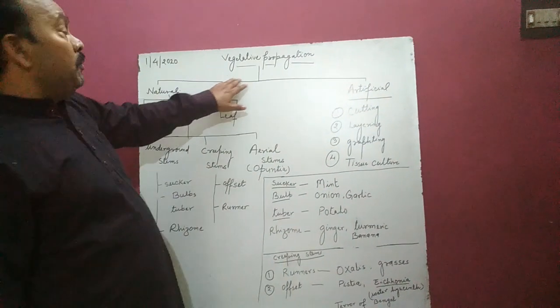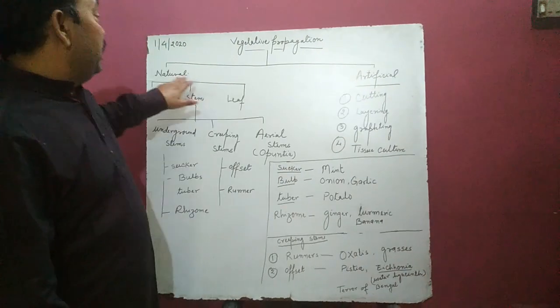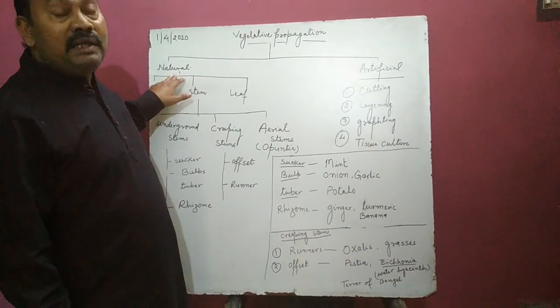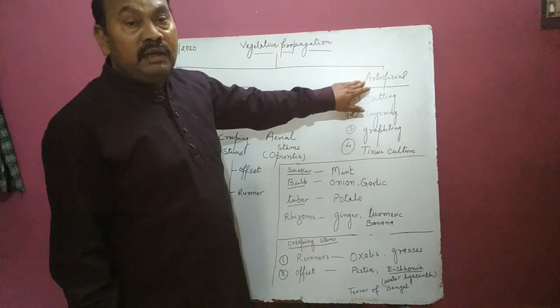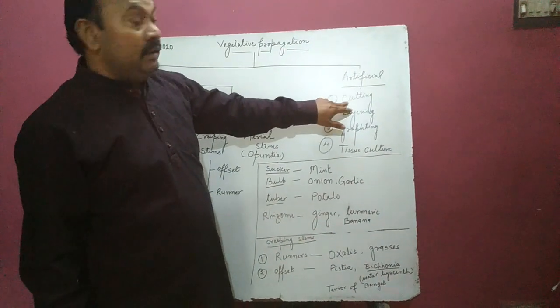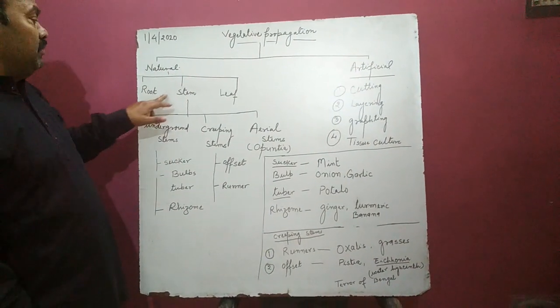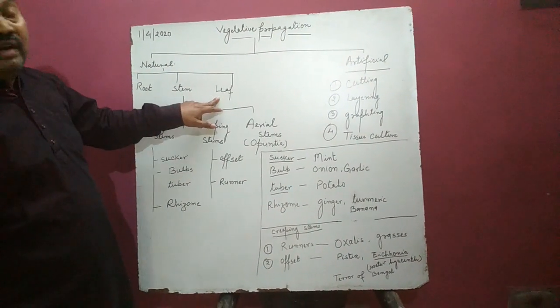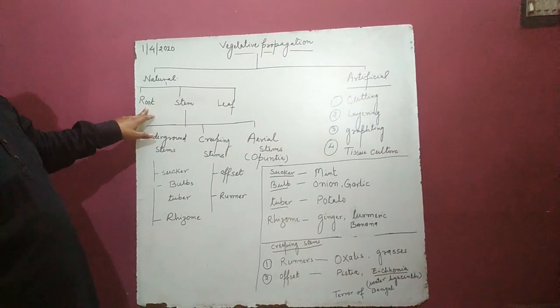So there are two types of method, natural method and artificial method. The natural method is not made by man, it occurs naturally. The artificial method is made by man. So the natural method is by means of root, by means of stem, and by means of leaf. By means of root is very simple.